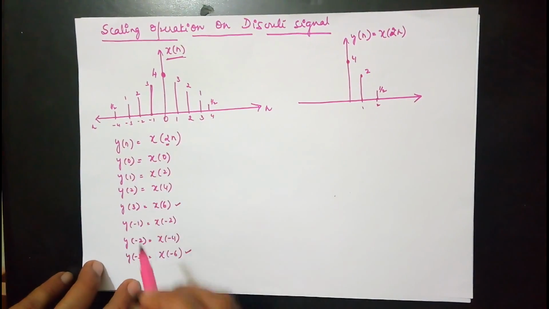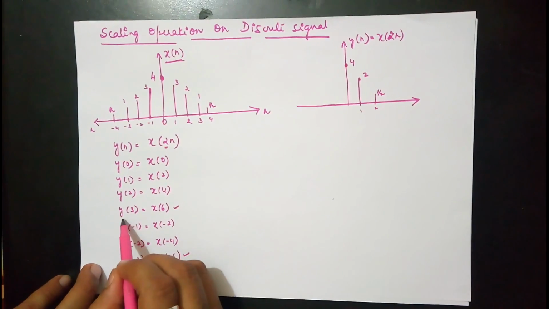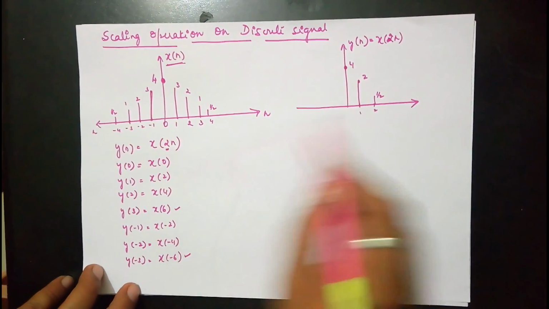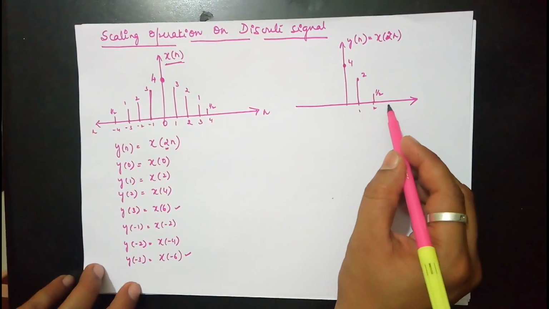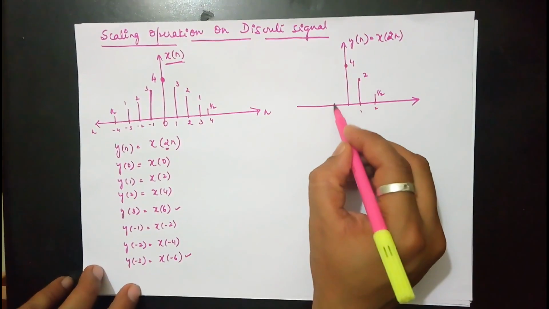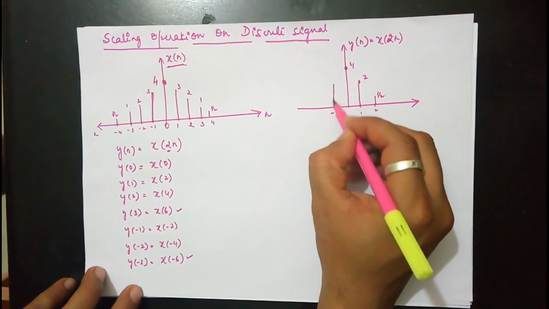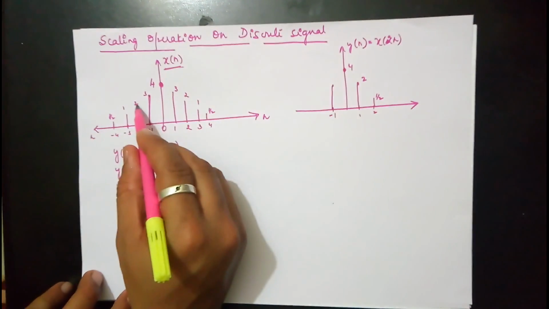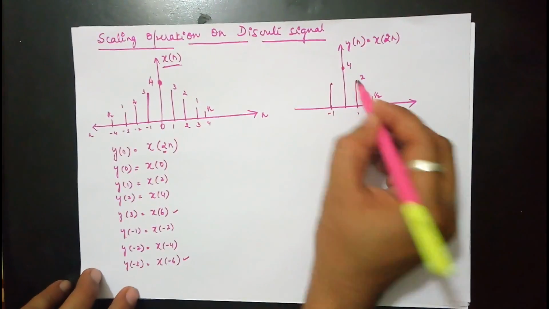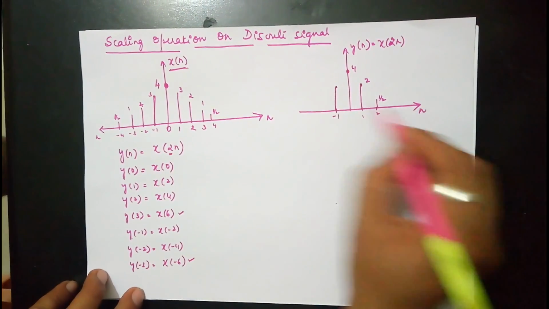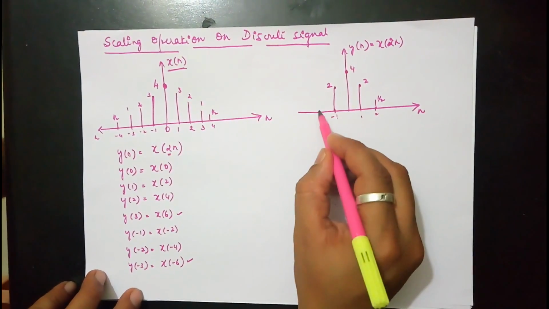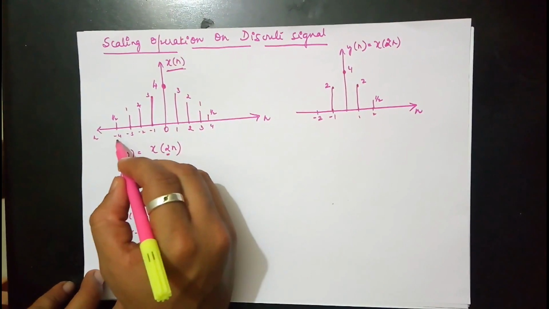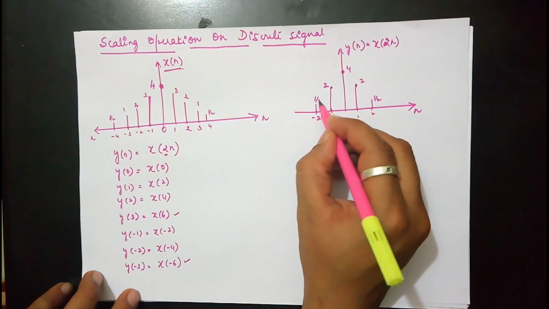Similarly, y of 3 is equal to x of 6. X of 6 is what? I don't have any sample here, so y of 3 will be null. And y of minus 1, again it will be 2. y of minus 1 is x of minus 2. X at minus 2 is what? 2. So same amplitude as y of 1. And at minus 2, y of minus 2 is x of minus 4. X at minus 4 is again half.